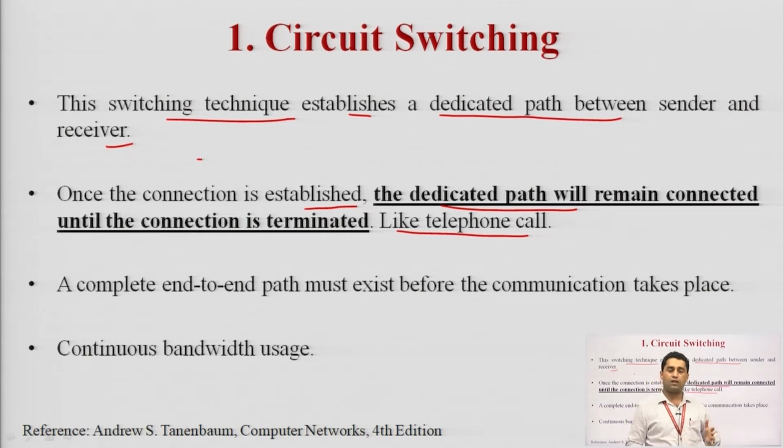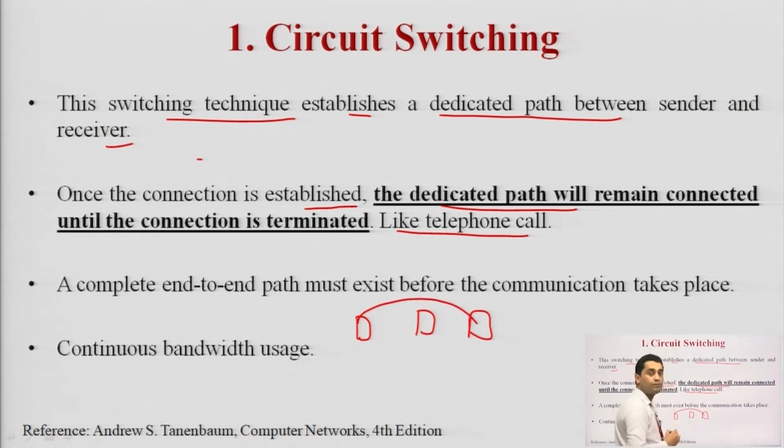In the same manner in computer networks, if my devices are there, then between the devices the first thing is connection establishment. Once the connection is established, only then do I send my data over the network. So this is how circuit switching works. In this, continuous bandwidth usage is required.